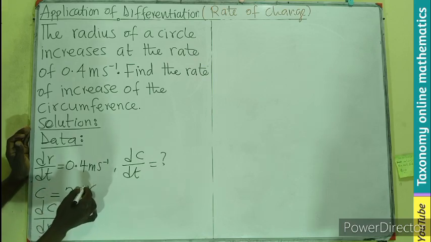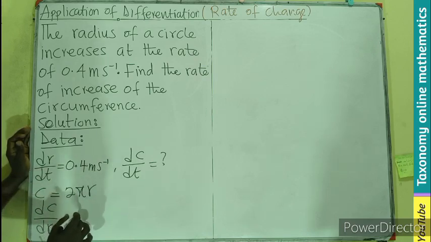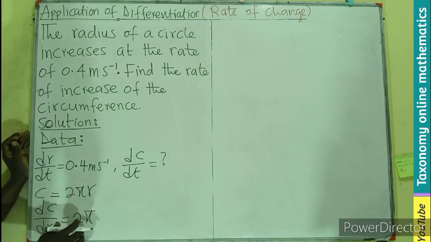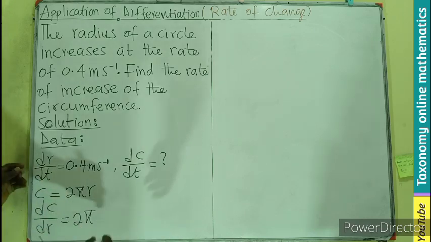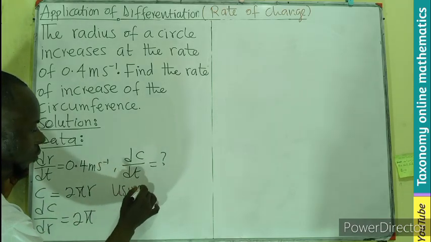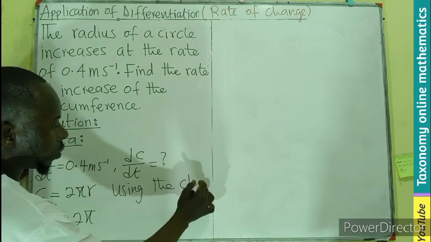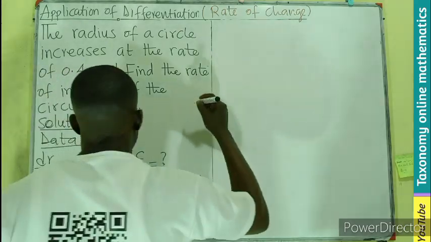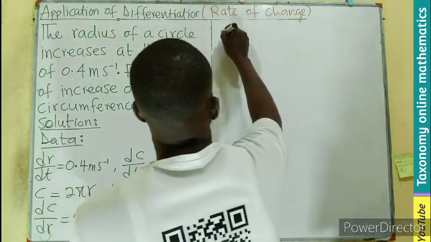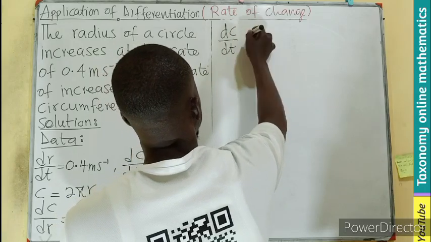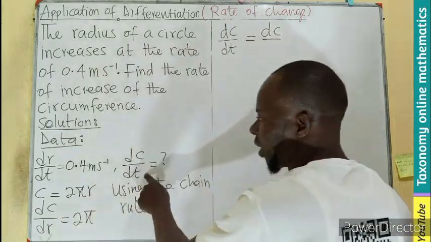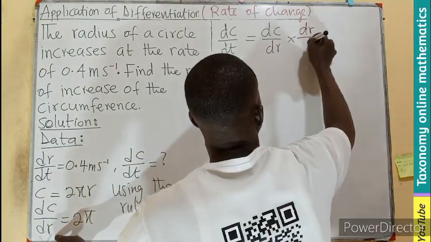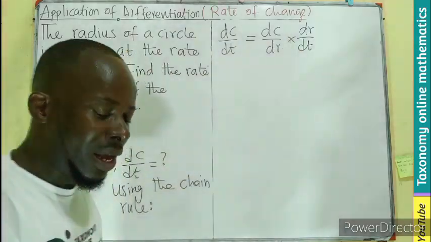So if you know that, we go ahead and differentiate C with respect to r. And that will be, we pick the coefficient, because 1 will come and multiply the 2 pi. We subtract 1, that gives us r exponent 0. So the moment we have this, we are now going to use the chain rule, which says that what I am looking for, dc/dt, equals dc/dr times dr/dt.